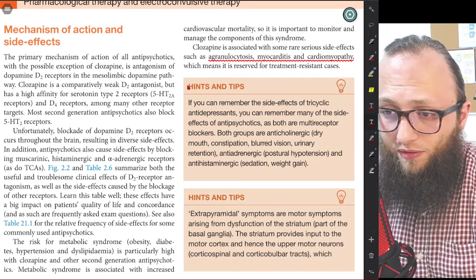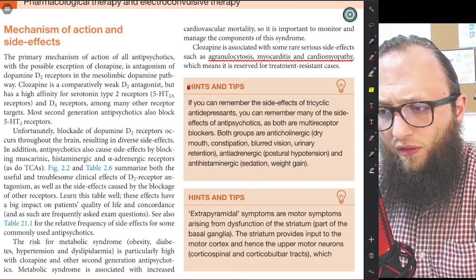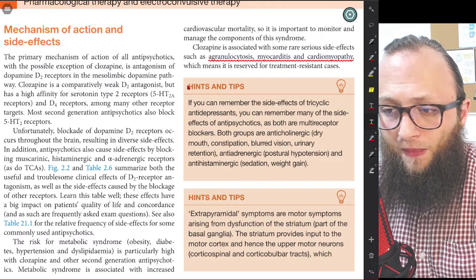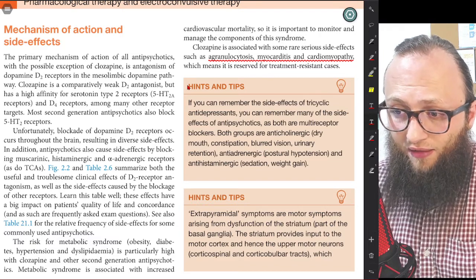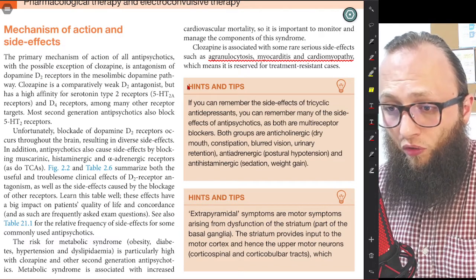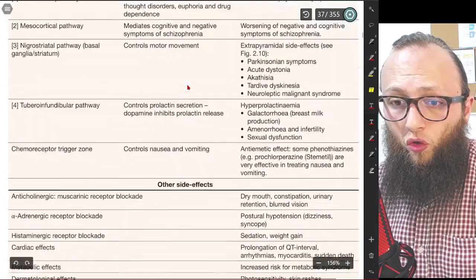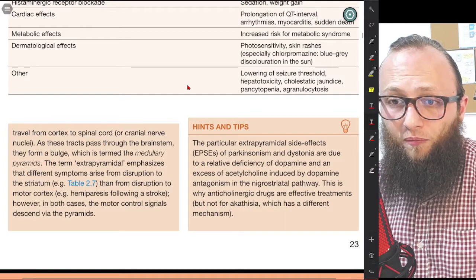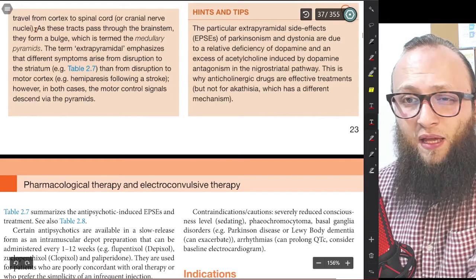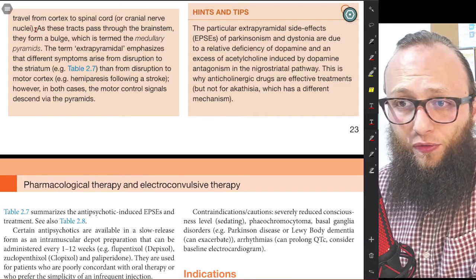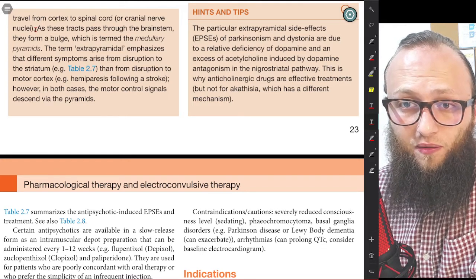Another hints and tips. Extrapyramidal symptoms are motor symptoms arising from the dysfunction of the striatum, part of the basal ganglia. The striatum provides input to the motor cortex and hence the upper motor neurons, corticospinal and corticobulbar tracts, which travel from cortex to spinal cord or cranial nerve nuclei. As these tracts pass through the brainstem, they form a bulge, which is termed the medullary pyramids.